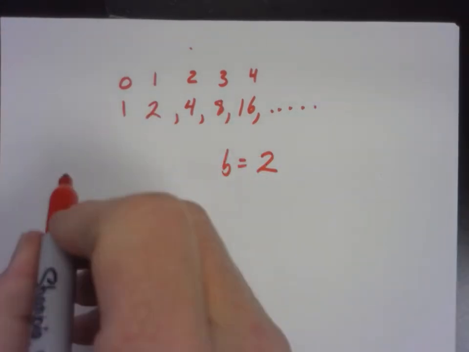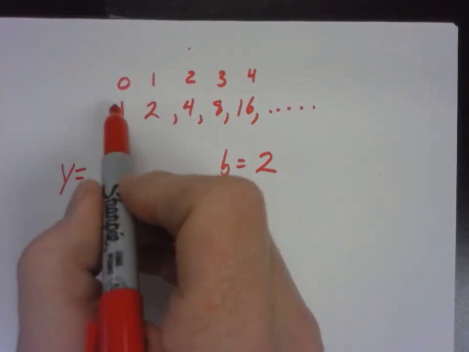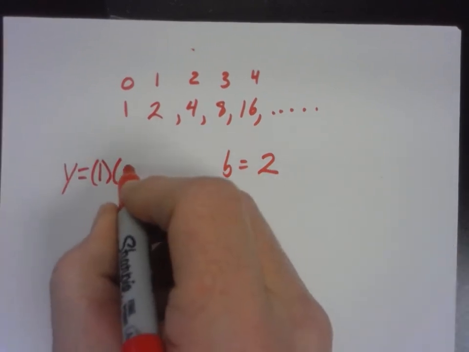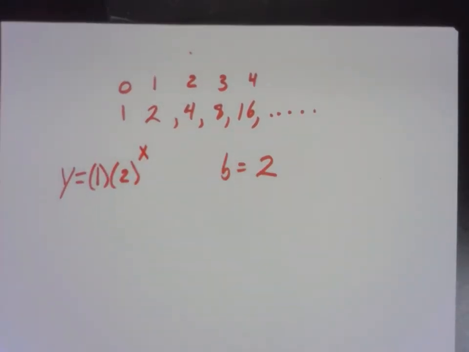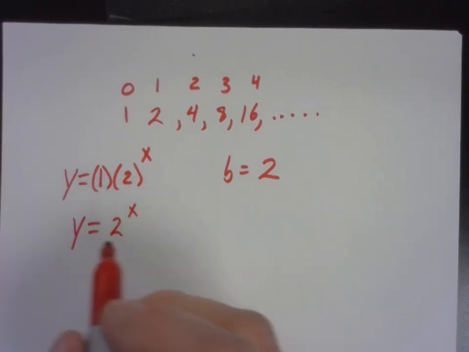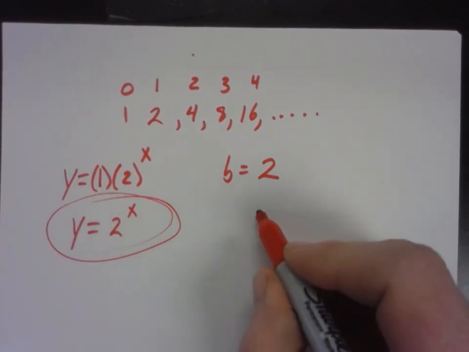So this one would be y equals a, which is the y-intercept, 1, times the common factor to the x power. Or probably we would just write it like this. We wouldn't write the 1. We're too lazy for that. But you always got to remember that even if you see an exponential function like this, it really means 1 times 2 to the x. Okay?